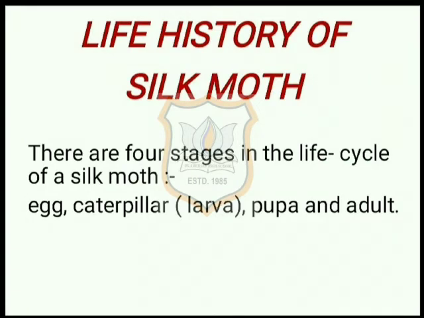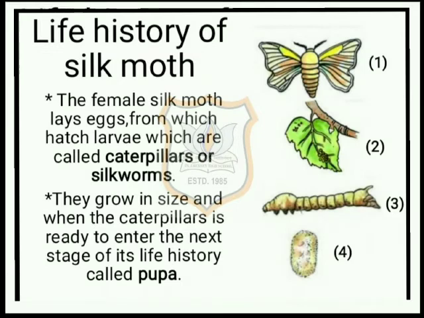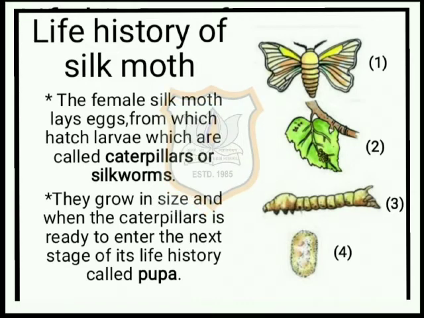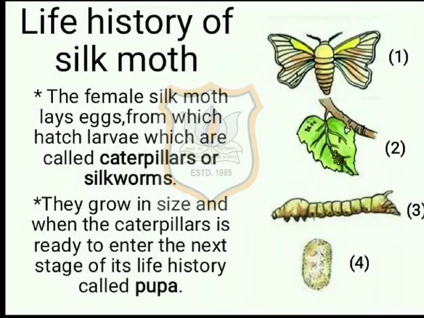There are 4 stages in the life cycle of a silk moth: egg, caterpillar or larva, pupa and adult. The female silk moth lays eggs from which hatch larvae, which are called caterpillars or silkworms. They grow in size, and when the caterpillar is ready to enter the next stage of its life history, called pupa. Students, you can see the figure.